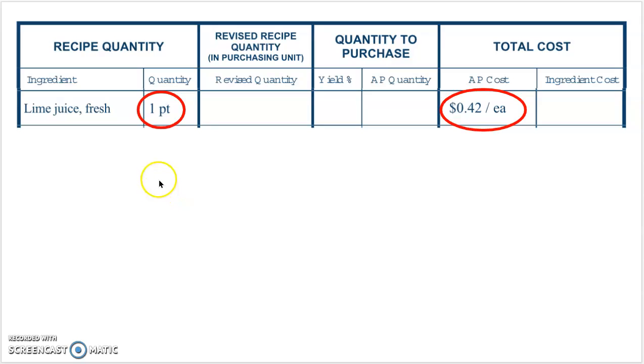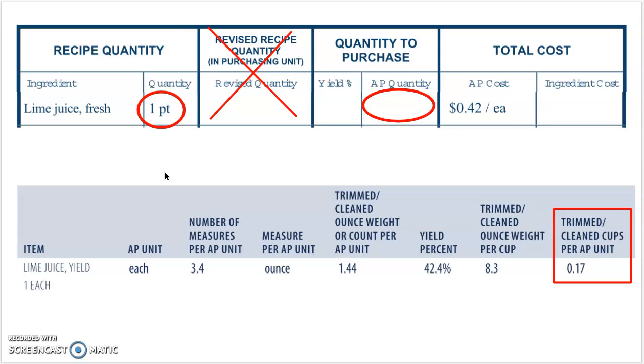We're doing lime juice this time. This one's a little more complicated. We still want to move from EP pints over into each because we've got a cost for each lime. This is one of the ones that we talked about in an earlier video where if we pick the correct column in the book of yields, we can skip over the revised recipe quantity. So we can go straight from recipe quantity, or EP, straight over to AP quantity.